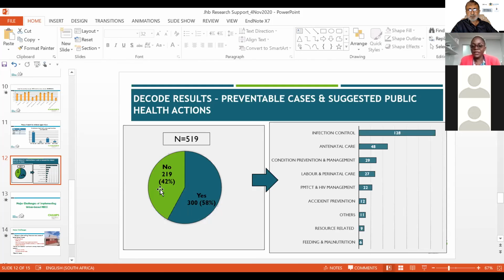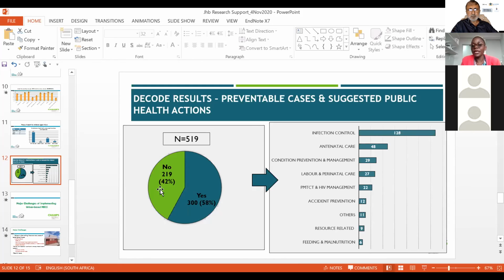So once we have determined that the death is within our HDSS cluster, we then approach the family to do the minimally invasive tissue sampling. Once that is done, we also ask for consent to get clinic-based records and hospital-based records to get the right clinical picture.